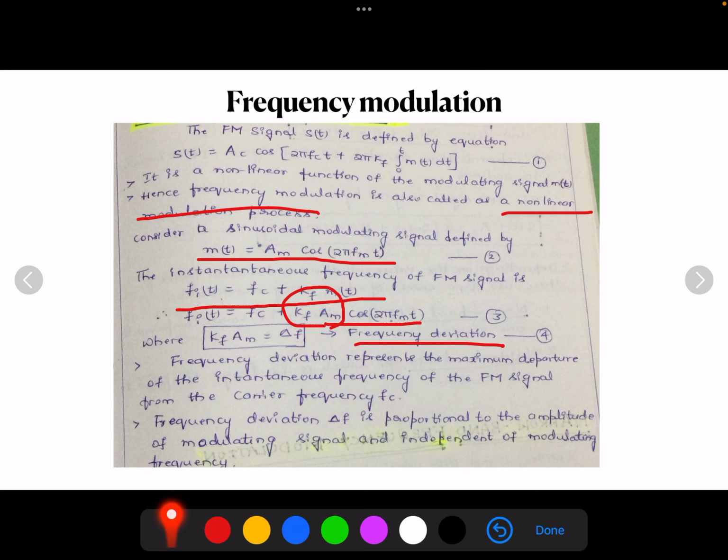So the frequency deviation delta f, as we have seen, is proportional to the amplitude of the message signal, and it is independent of the frequency of the message signal. We don't have any factor related to the frequency fm.